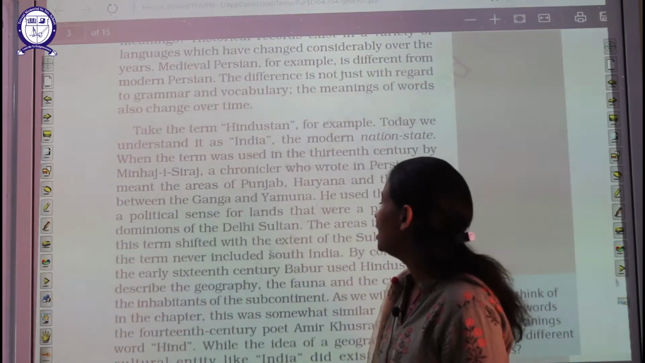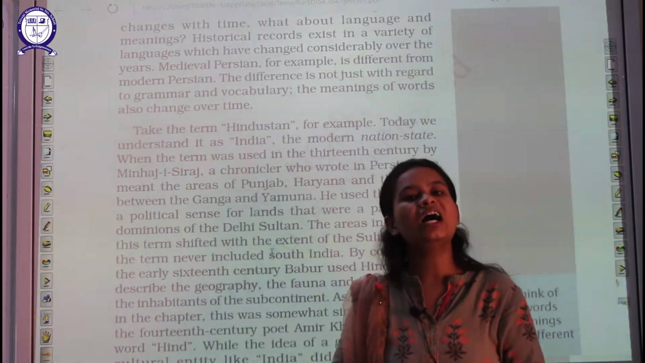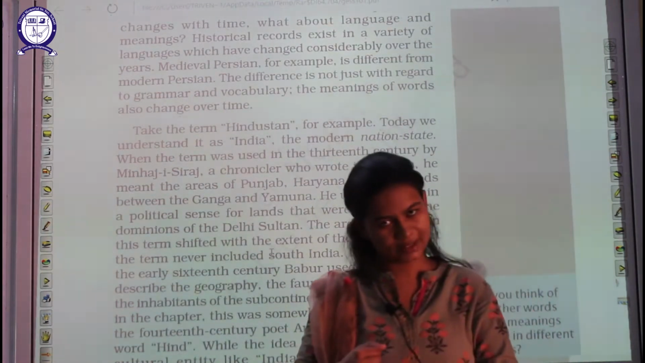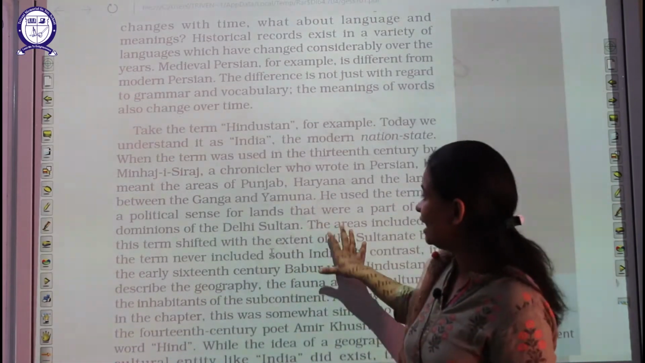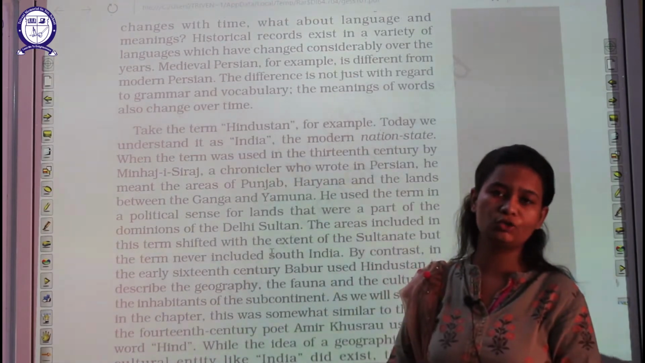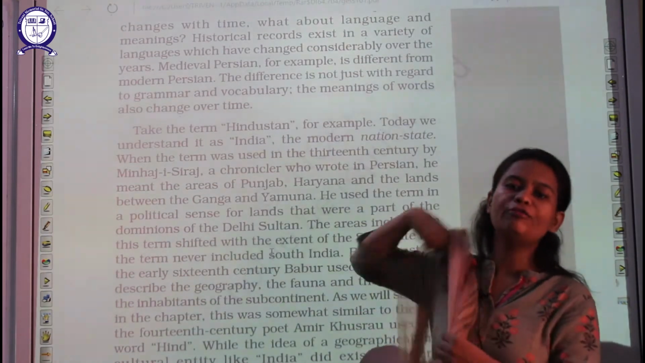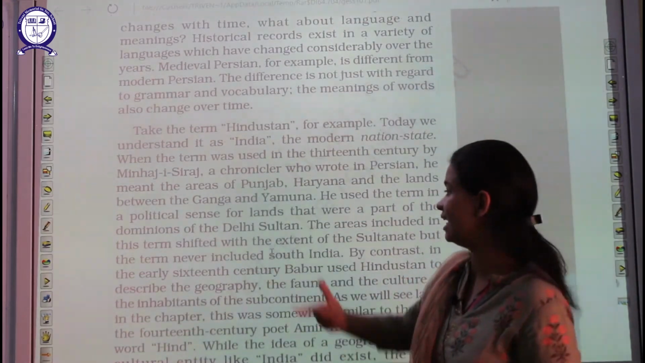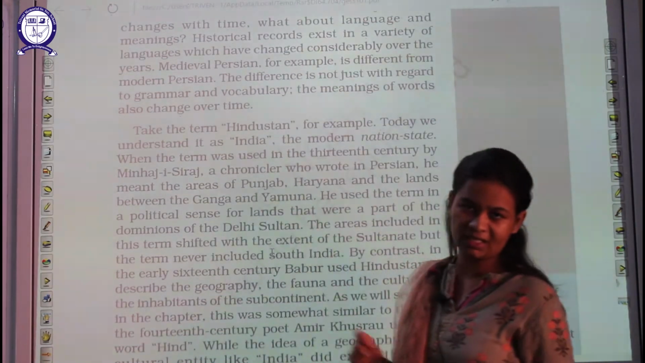Thereafter, students, we used to distribute our land on different bases. We used to categorize land on geographical factors. We used to categorize land on political frontiers. Like the example of Minhaj Siraj that I told you: he classified the land, India, on the basis of political frontiers, political territories or political boundaries. He involved the areas of Punjab, Haryana and the land between the Ganga and Yamuna.